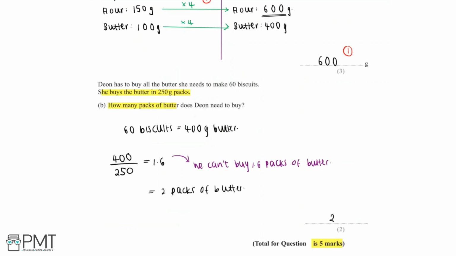Now in part B, we get 1 mark for starting the process to do 400 divided by 250. And we get the 2nd mark in part B for realising that our answer of 1.6 means that she needs to buy 2 packs of butter, and for getting our final answer of 2. And so we've now achieved the full 5 marks needed in this question.